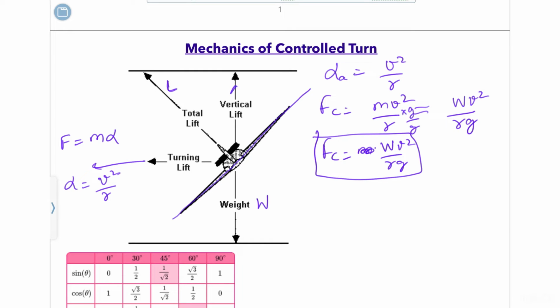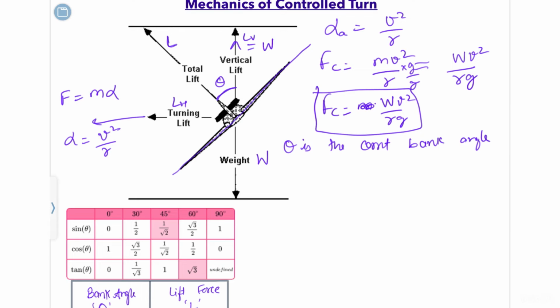And then there is a vertical lift which is equal to the weight, lift vertical, and this is lift horizontal. So this is the banking angle. Let's say theta is the correct bank angle, and when we equate, it goes like that. Tan theta will be equal to Wv square by rg by W, that is the perpendicular by base. So this will cancel out and it will become v square by rg.